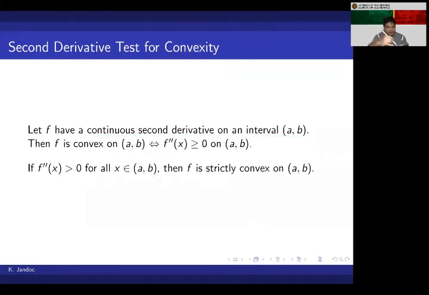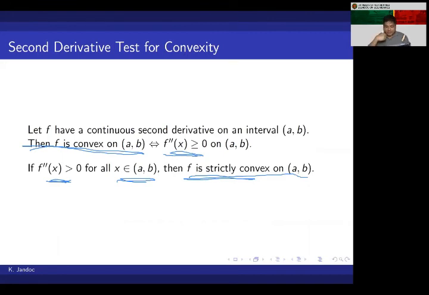Analogously, if f has continuous second derivatives on an interval A B, then f is convex on that interval if and only if the second derivative is non-negative. It's either positive or 0 on A B. Now, if the second derivative is positive for all possible values of x in the interval A B, then f is strictly convex on that interval.